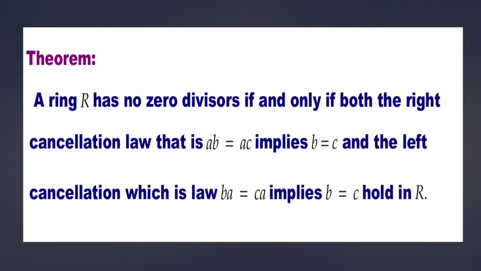This relation is given in the following theorem. A ring R has no zero divisors if and only if both the right cancellation law, that is, AB equals AC implies B equals C, and the left cancellation law, which is BA equals CA implies B equals C, hold in R. Let's see the proof.